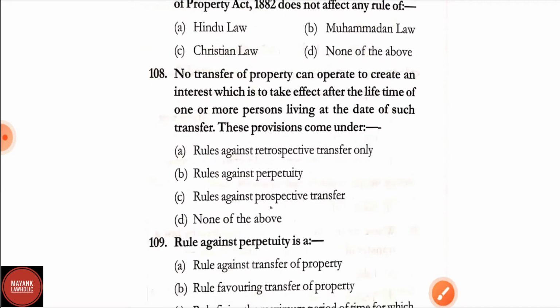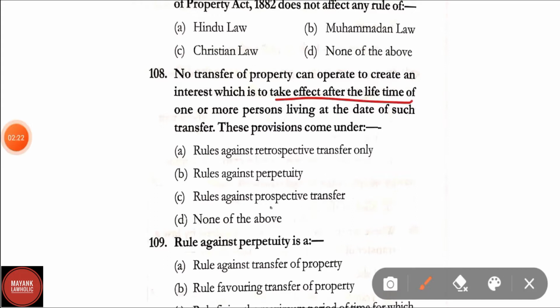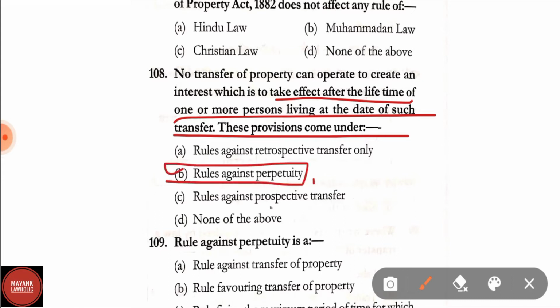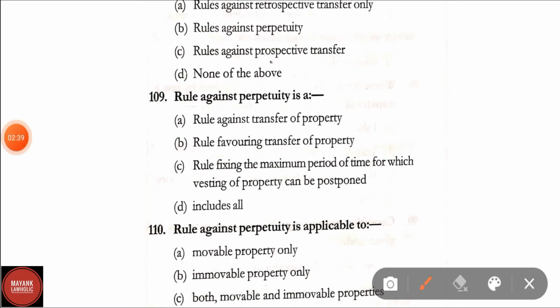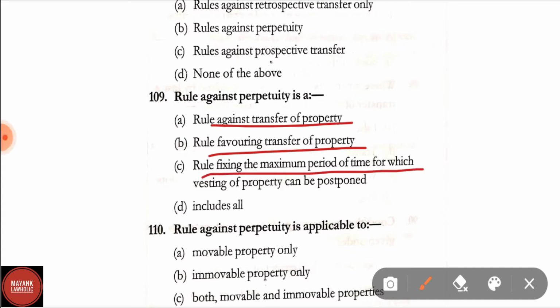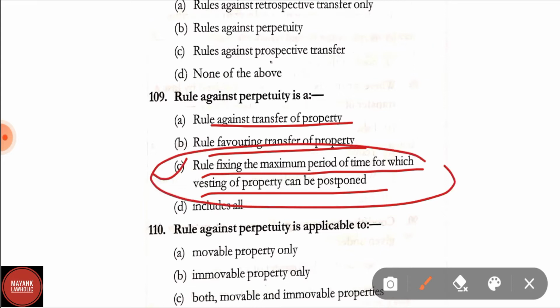Question number 108. No transfer of property can operate to create an interest which is to take effect after the lifetime of one or more persons living at the date of such transfer. These provisions come under: rules against retrospective transfer only, rules against perpetuity, rules against prospective transfer, none of these. Correct answer is option B, that is rule against perpetuity. Question number 109. Rule against perpetuity is a rule against transfer of property, rule favoring transfer of property, rule fixing the maximum period of time for which the vesting of property can be postponed. Correct answer is option C, that is rule fixing the maximum period of time for which vesting of property can be postponed.